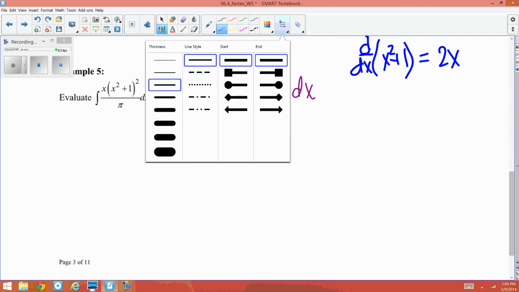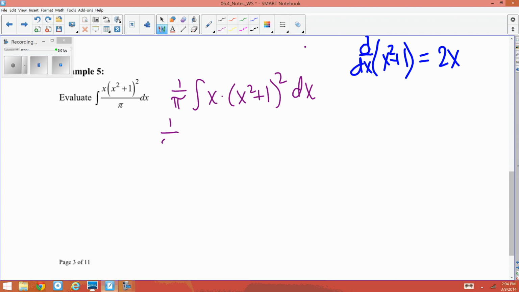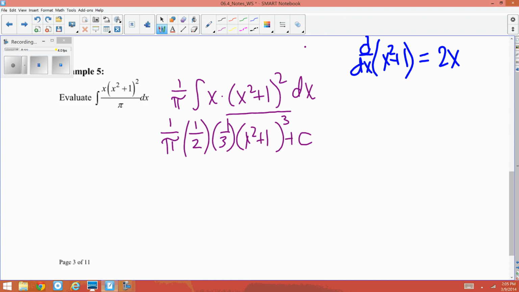All right, let me go back to my purple here. So I'm going to have this 1/pi. I have this 1/2 as that multiple correction there. Now it's just dealing with the power rule. So add 1 to the power, divide by the new power, and then I'll just write what's on the inside there. And then I don't want to forget plus c. And if you feel like it, you can put this all together, 1/6 pi times x squared plus 1 cubed plus c. All right, so it's not so bad.